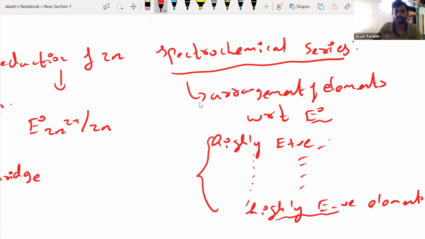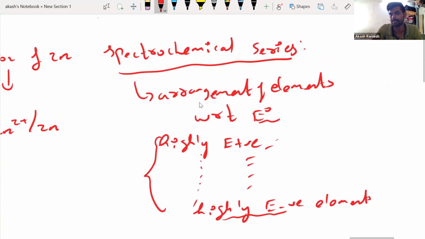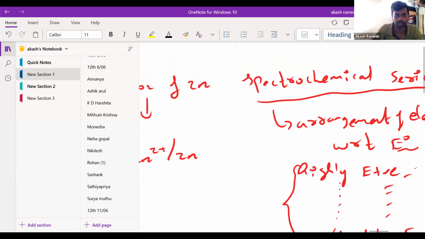Now how do we do it? Maybe wait, one second. I will actually show you in Google how it looks. Yeah, spectrochemical series. All I want is an image. Is it spectrochemical or electrochemical? Am I doing it wrong? One second.